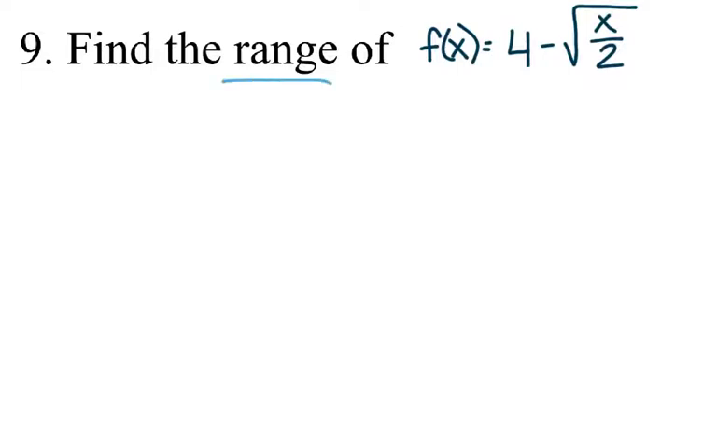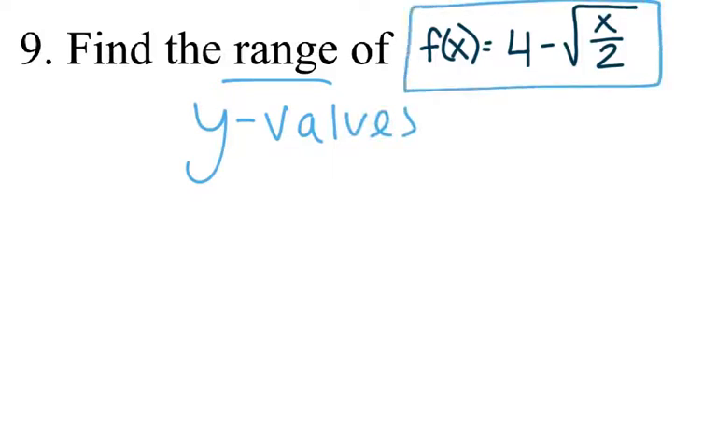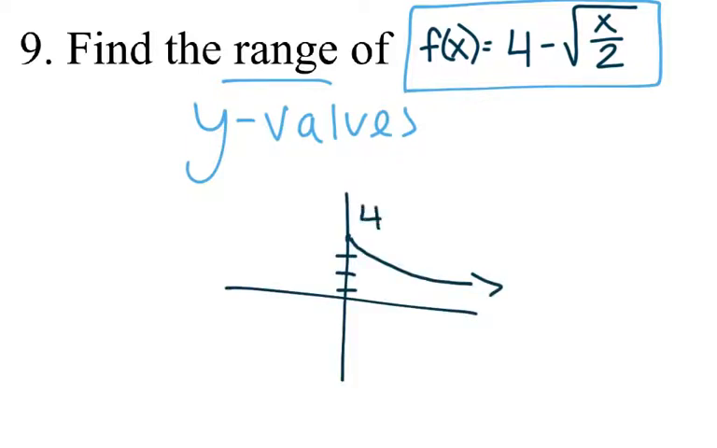Okay, so now we're looking at range. If you remember, range is your y values, or how far up and down a graph grows. So the first thing I'm going to do is graph that and sketch a little graph. Alright, so it hits up at 4. So I would say my y values are anything less than or equal to 4. And I chose less than because it's going down. So if it were going up, greater than 4, that's when you would say y would be greater than or equal to 4.